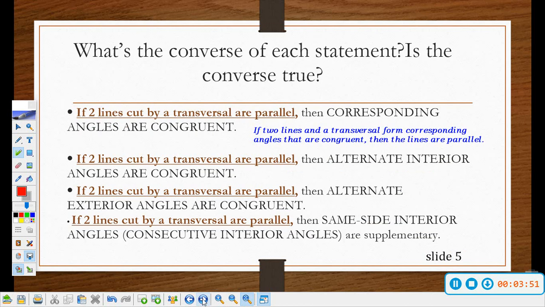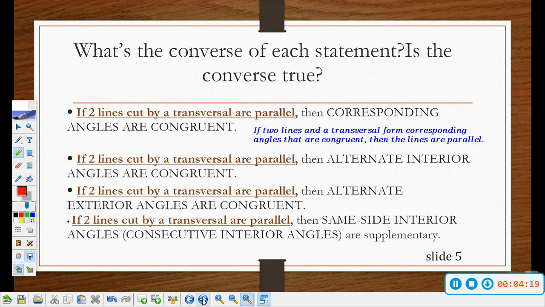Now, what's the converse of each statement? And is the converse true? So if 2 lines are cut by a transversal and parallel, then corresponding angles are congruent. Now, that is true. But what about the converse? The converse is in blue. If 2 lines and a transversal form corresponding angles that are congruent, then the lines are parallel. So this is also true.